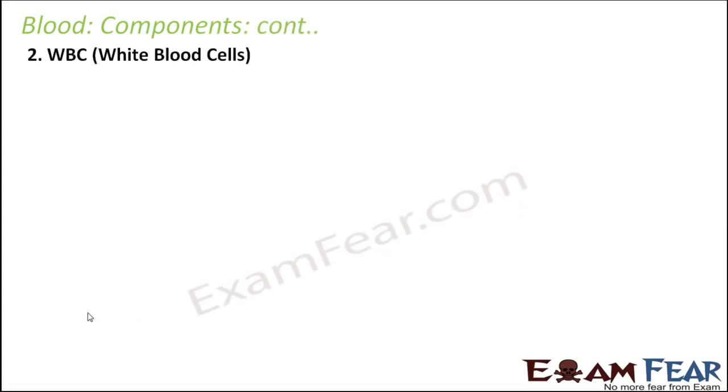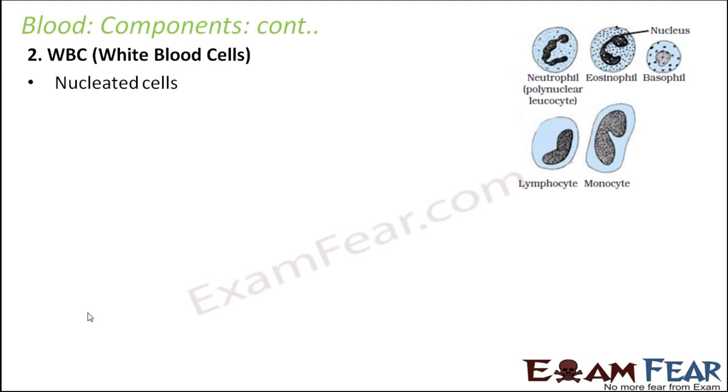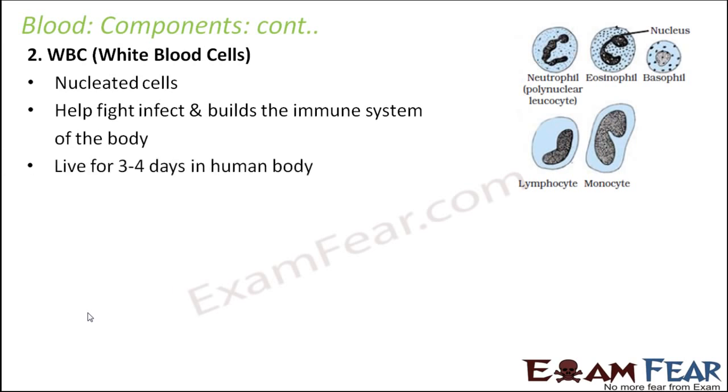The next one is WBC, that is white blood cells. They are nucleated cells, that is they have a nucleus, and they help fight infection and build the immune system. Basically it fights against any kind of infection. Whenever you fall ill, your immune system starts working, and that is when your white blood cells start working. Here in the picture you can see some of the different types of white blood cells. They live for 3 to 4 days. The longevity of white blood cells is very less when compared to red blood cells. They live only for a few days and then they get destroyed. Again, new WBCs are formed.